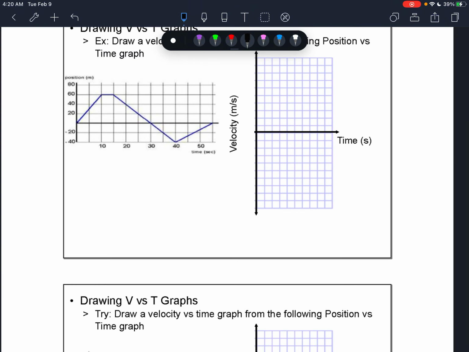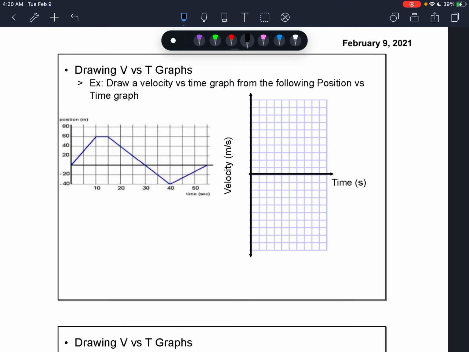So that being said, let's do one more example together. I'm going to draw a velocity versus time graph now from this position versus time graph. So let's start with this first segment. From 0 to 10 seconds, my change in position is 60 meters, and my time is 10 seconds. So my velocity here is 6 meters per second. For my next segment, it's not moving at all, which means my velocity is 0 meters per second.